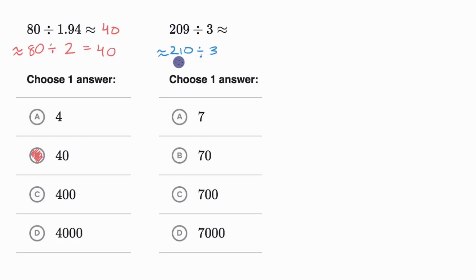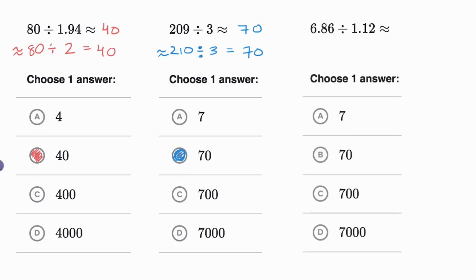Now, why is this interesting? Well, 210 is just 21 times 10. So if 21 divided by 3 is 7, 210 divided by 3 is going to be equal to 70. So once again, 209 is pretty close to 210. Remember, we're just estimating. And so 209 divided by 3 would approximately be equal to 70, which is that choice right over there. Let's do one more example.